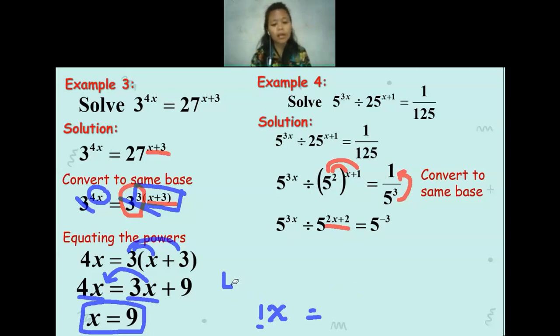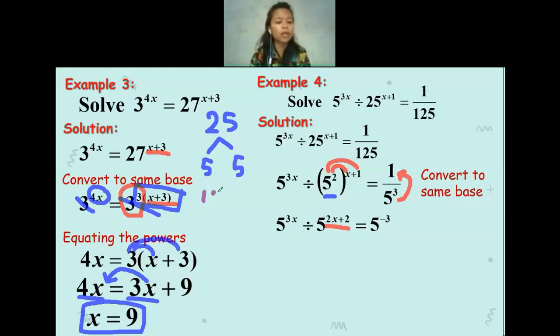So again, we have to make everything into the same base. Because we start from 5 to the power of something, and 25 and 125 are divisible by 5. So we have to make the 25 into 5 to the power of something, and the 125 also into 5 to the power of something. If you get confused, use the factor tree. 25 will be 5 times 5. There are two 5s, that's why I have 5 to the power of 2.